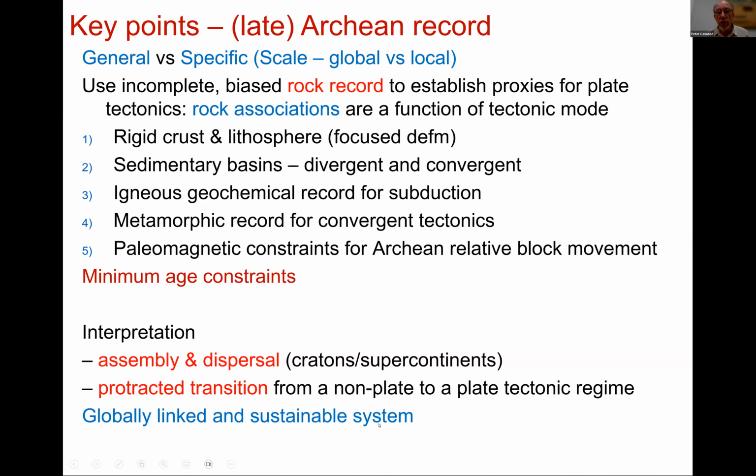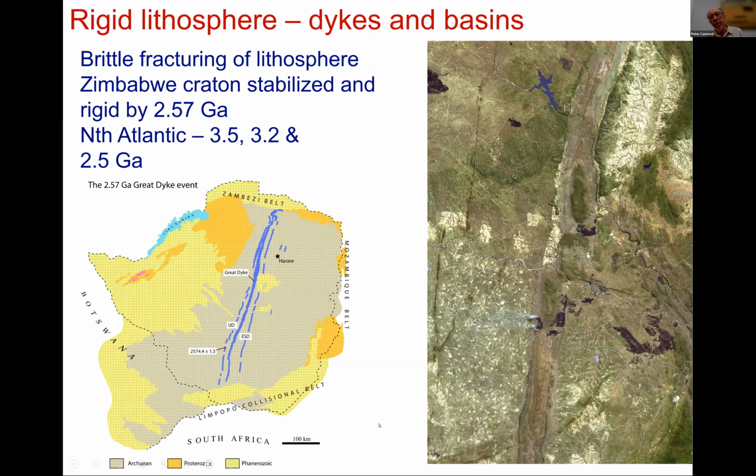Okay, rigid lithosphere. Well, what's a criterion one can use to recognize rigid lithosphere? Dikes and basins are two key criteria that I want to try and convince you of. And I don't mean walking up to an outcrop and seeing a dike cutting through it. Yes, that outcrop is rigid, to have a brittle dike, to have the rock brittly fractured and a dike injected along that fracture. What I'm talking about are dikes that transgress entire cratons.